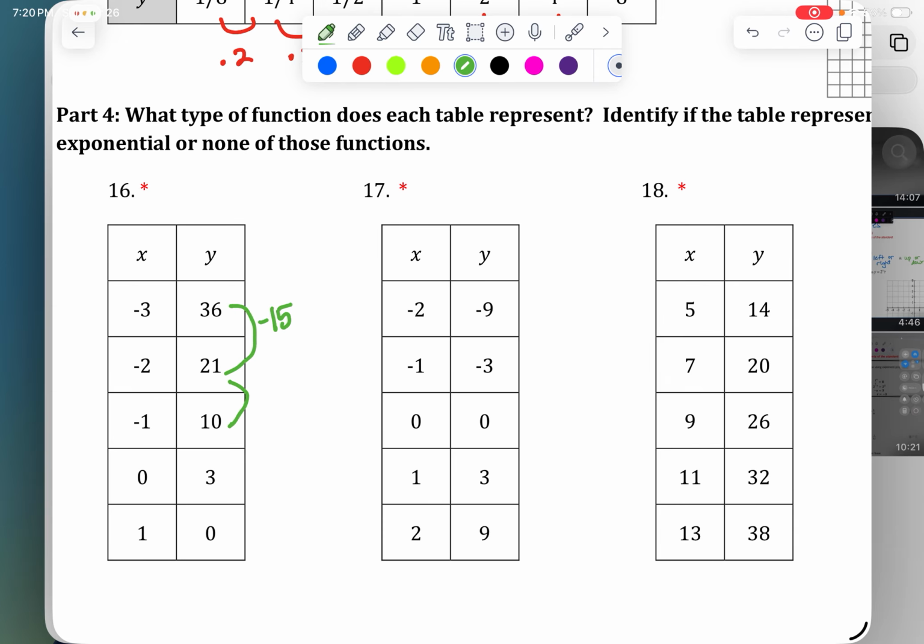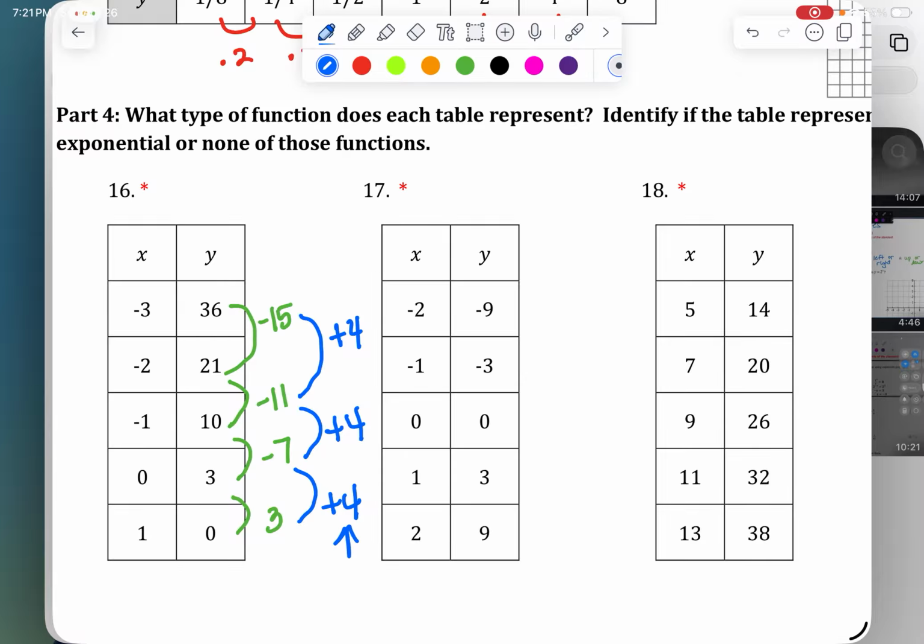Here to here, they took away 3. From here to here, 0. From here to here, they added 3. So it's not quadratic. So let's see if it is exponential. So literally just take any two. I'm going to start with, why not take these two? 9 over 3 is 3.